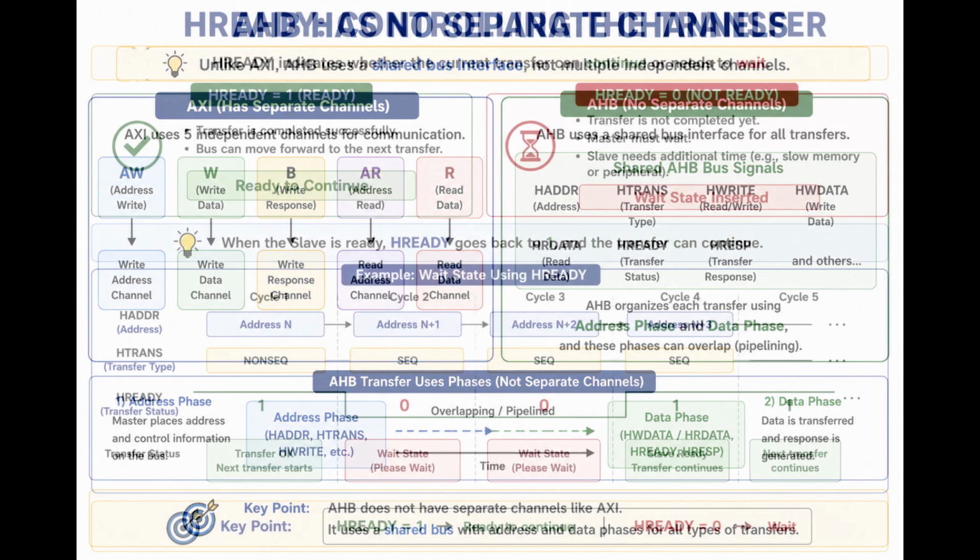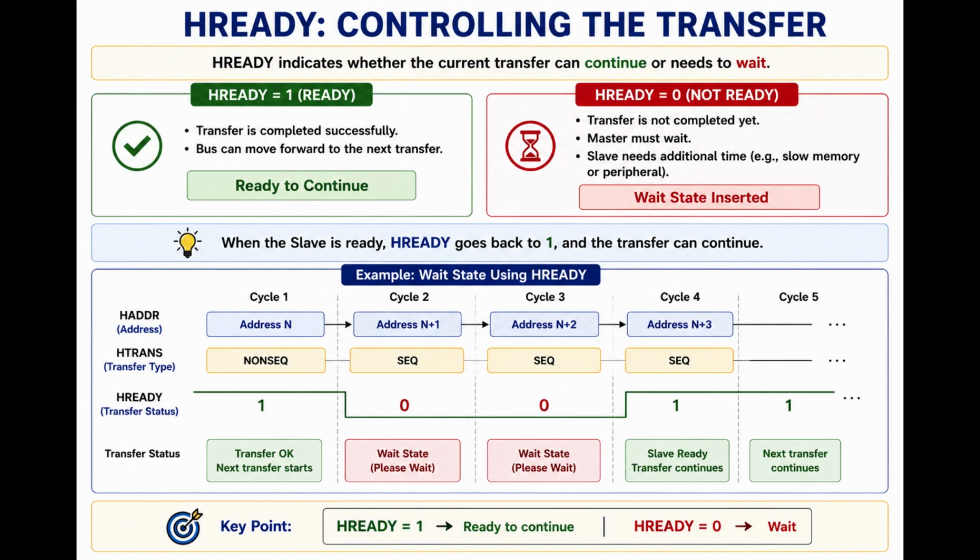Now let's understand the HREADY signal, which tells us whether an AHB transfer can continue or needs to wait. When HREADY is 1, the current transfer is completed successfully and the bus can move forward with the next transfer. When HREADY is 0, the transfer is not completed yet, so the master must wait. This happens when the selected slave needs additional time to complete the transfer, for example when accessing a slower memory or peripheral. During this time, the slave effectively inserts a wait state by keeping HREADY low. Once the slave is ready, HREADY goes back to 1 and the transfer can continue. So simply, HREADY 1 means ready to continue, while HREADY 0 means wait.